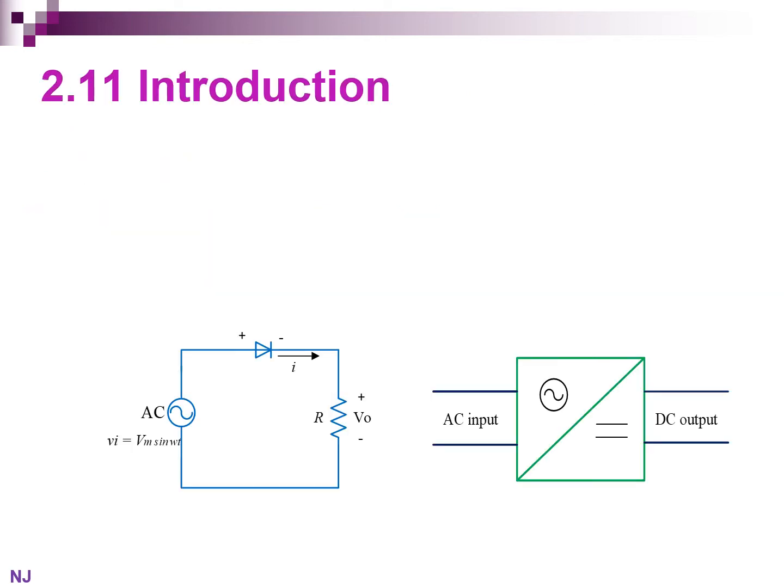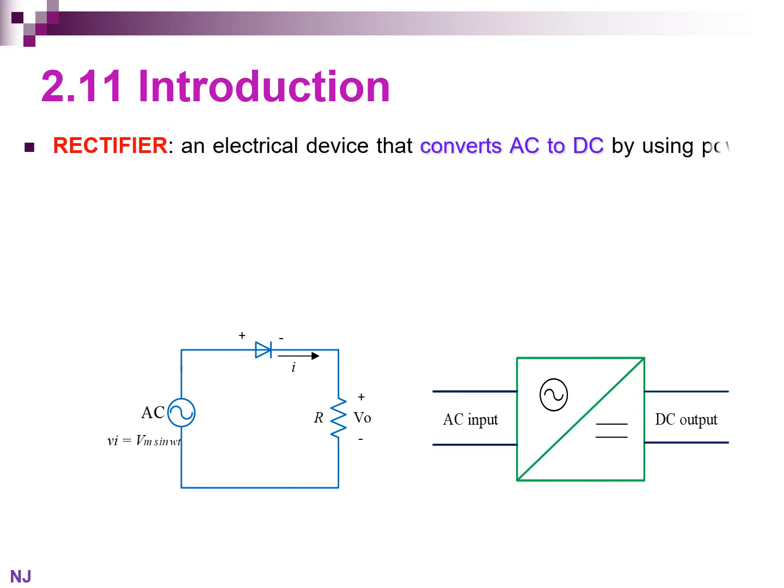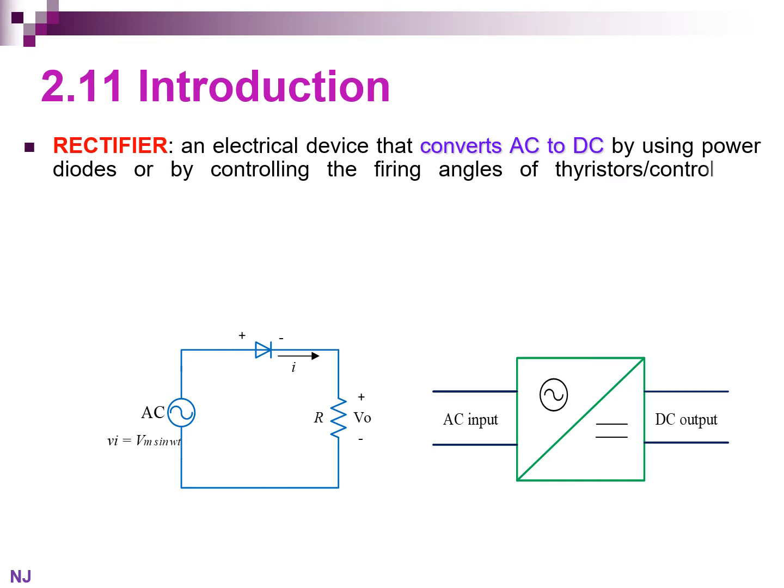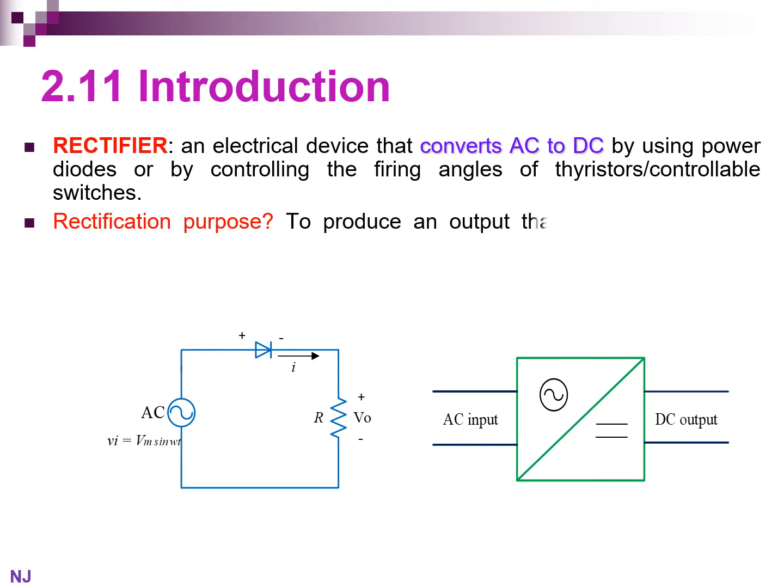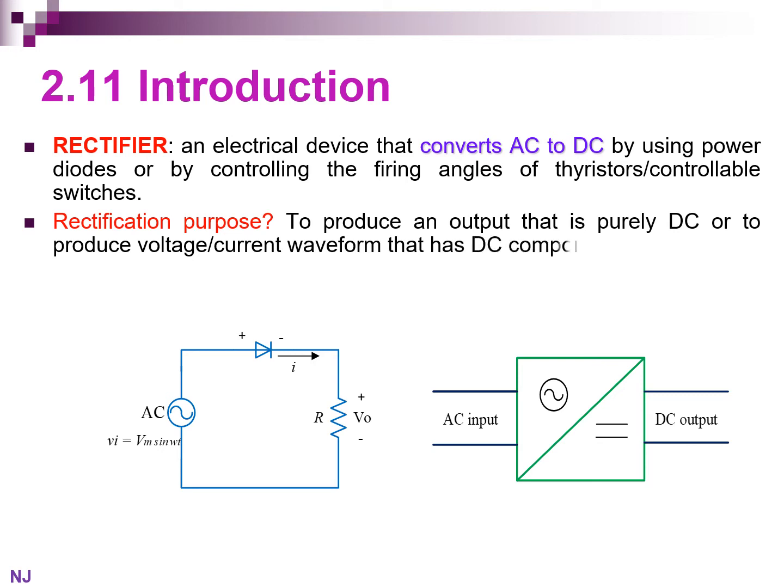So what is a rectifier? A rectifier is actually an electrical device that converts from AC to DC by using a power diode or by controlling the firing angles of thyristors or controllable switches. This one is for controlled rectifier, but now we start with uncontrolled rectifier first. So what is the purpose of the rectification? The purpose of the rectification is to produce an output that is purely DC, or to produce a voltage or current waveform that has a DC component.